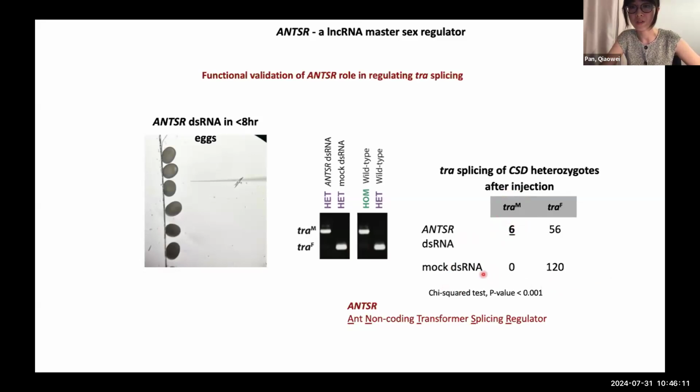Although the number of surviving embryos was not high, this sex reversal of transformer splicing was never observed in our control injections. The difference is statistically significant, which gives us confidence that this non-coding RNA, which is again located in the sex locus, is involved in the regulation of transformer splicing. Hence the name ANTSR. If you've been wondering, it stands for ANT non-coding transformer splicing regulator.